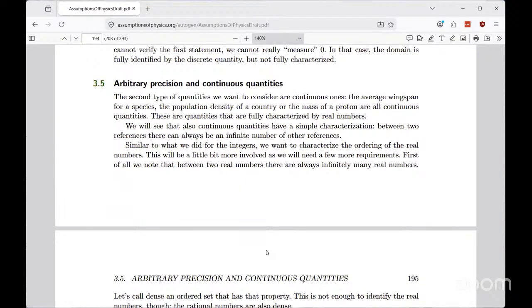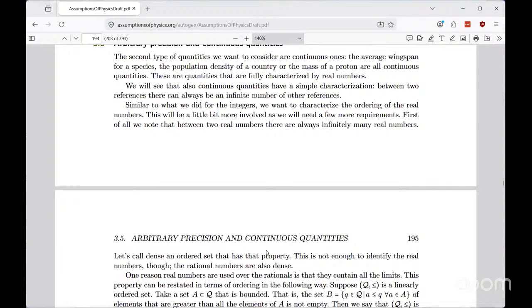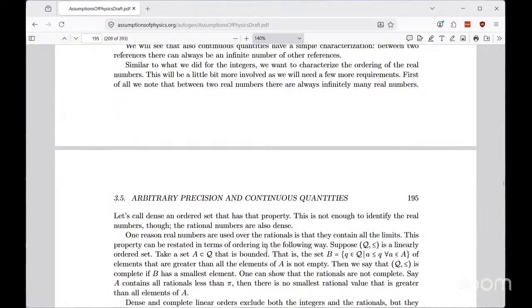Arbitrary precision and continuous quantities. Second type of quantities we want to consider are continuous ones. The average wingspan for a species, population density of a country, or the mass of a proton are all continuous quantities. These are quantities that are fully characterized by real numbers. We will see that also continuous quantities have a simple characterization. Between two references, there can always be an infinite number of other references. Similar to what we did for the integers, we want to characterize the ordering of the real numbers. This will be a little bit more involved, as we will need a few more requirements.